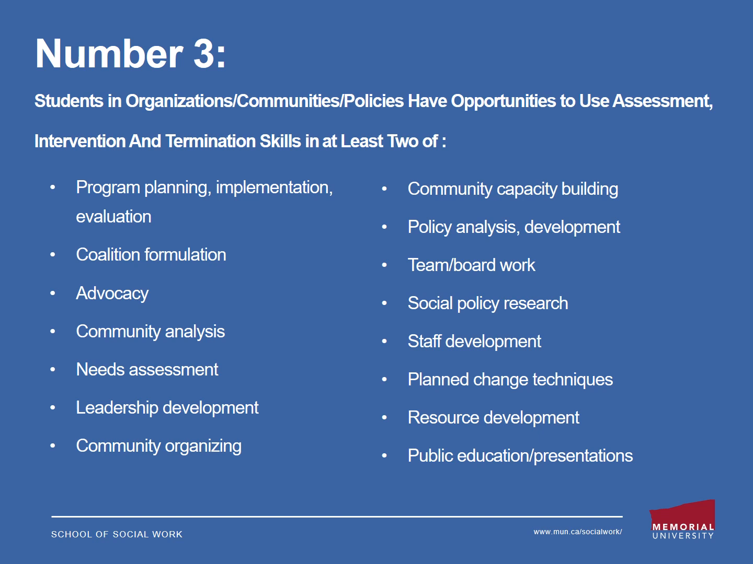Students in organizations, communities, and policies have opportunities to use assessment, intervention, and termination skills in at least 2 of the following categories. It could be program planning, implementation or evaluation, coalition formulation, advocacy, community analysis, needs assessment, leadership development, community organizing, community capacity building, policy analysis or development, team or board work, social policy research, staff development, planned change techniques, resource development, public education, and presentations. All of these things are listed in the MUN BSW Field Manual if you want more information. So when you sit down with a student to look at their learning contract and what they're going to be doing, they're going to be identifying that they're going to be doing work in at least 2 of these areas.